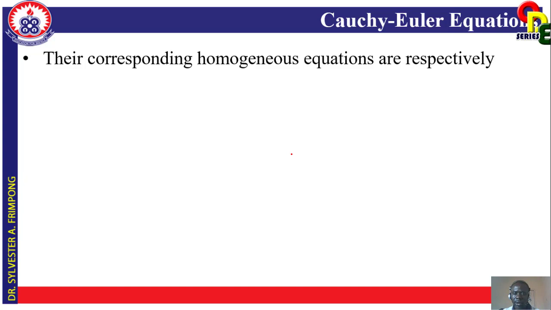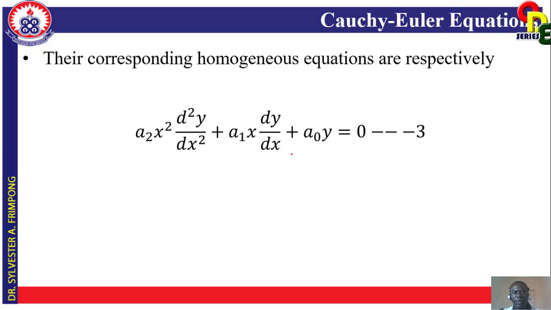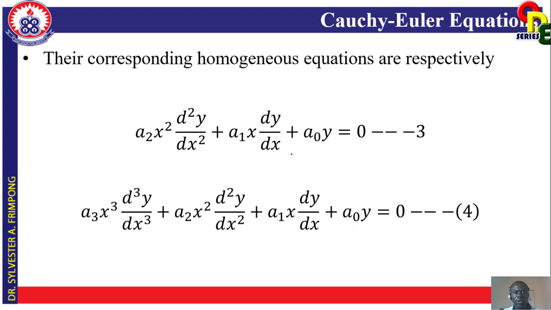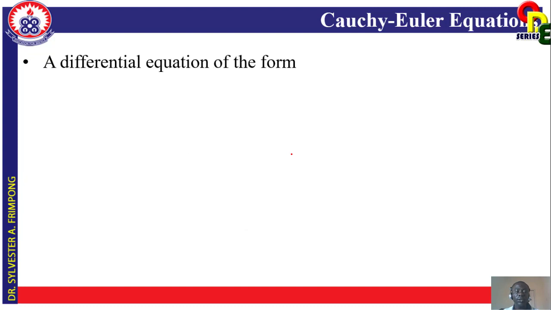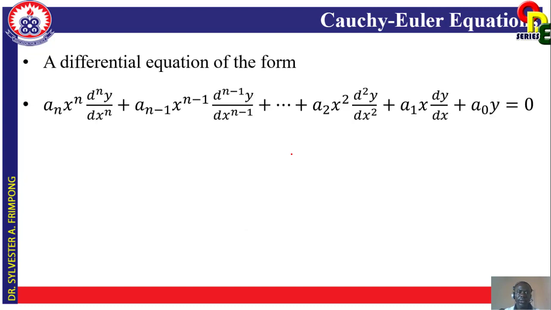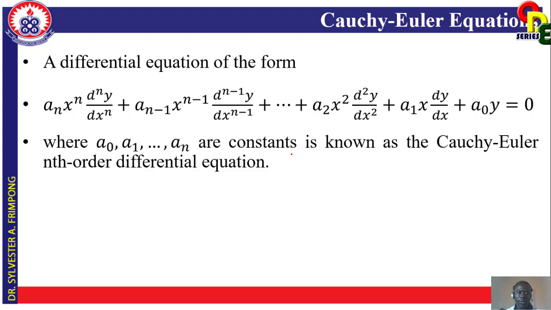So let's look at some corresponding homogeneous equations that we have. This is the second order homogeneous Cauchy Euler. This is the third order homogeneous Cauchy Euler. That is the same format when f of x is equal to 0. Now, a differential equation of this form, where a0 up to an are constants, is known as the Cauchy Euler nth order differential equation.